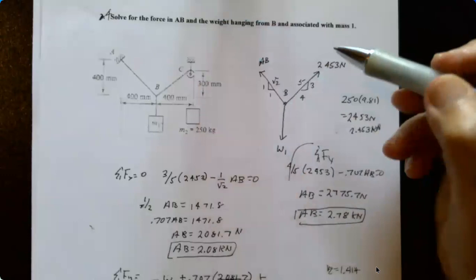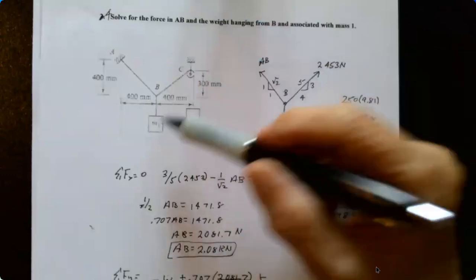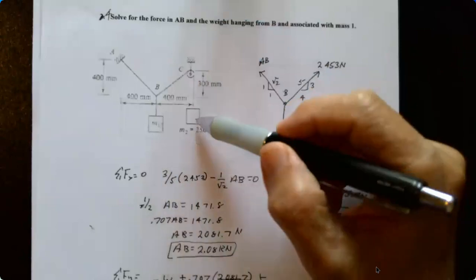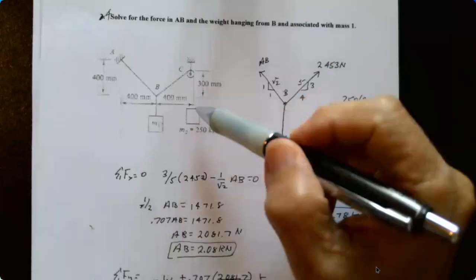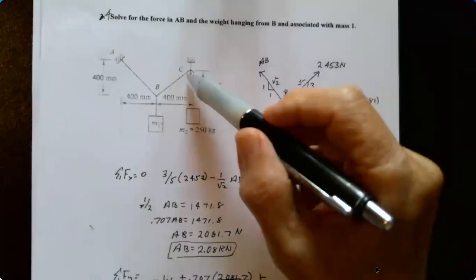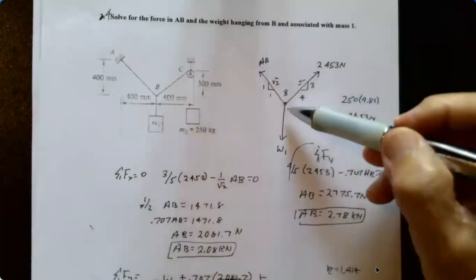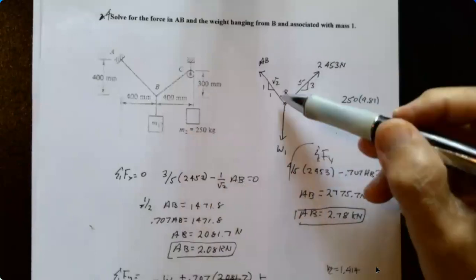And you just draw your free body diagram. You want to know what this weight is also to support this load. And we know this pulley system, whatever the force is here, is going to be the same force here. So when you draw your free body diagram, the only unknown that you have is the W1 and then the force in AB.